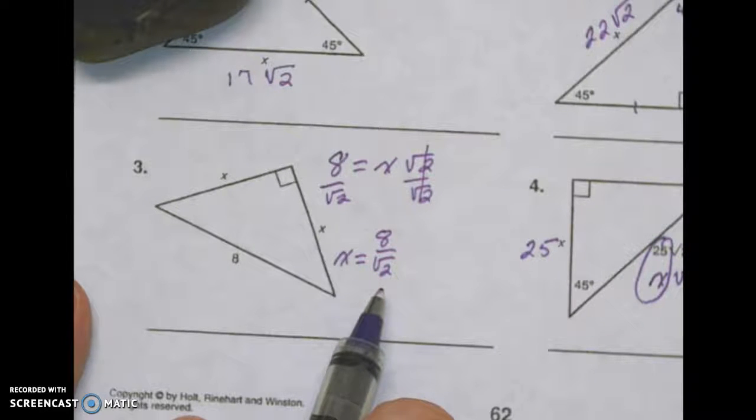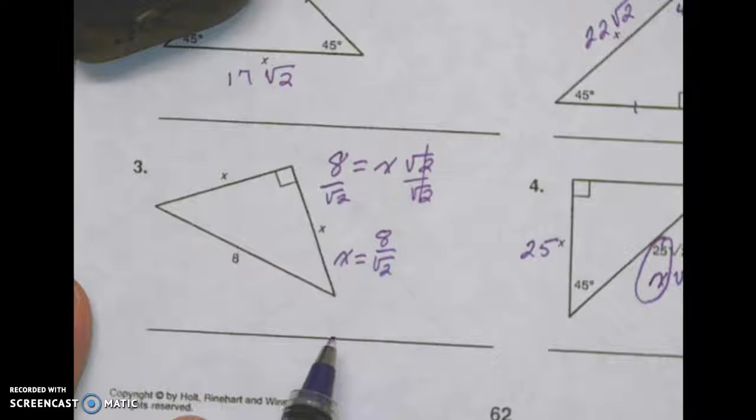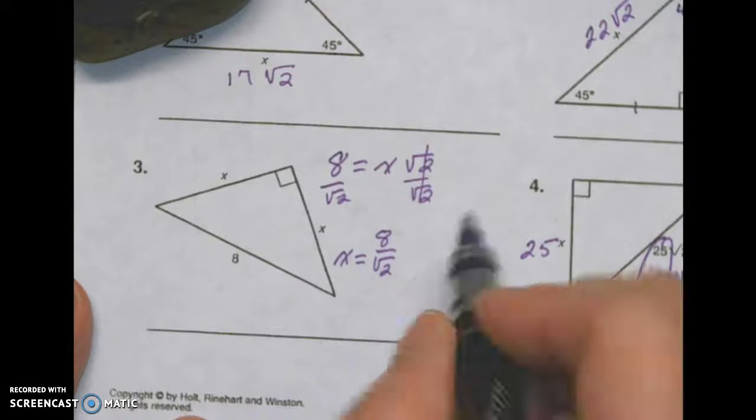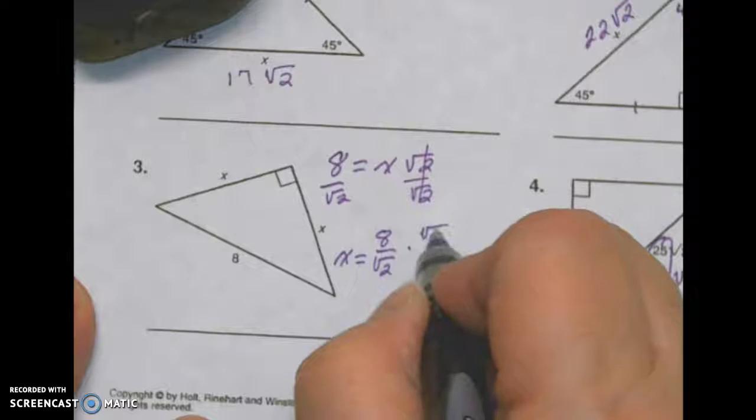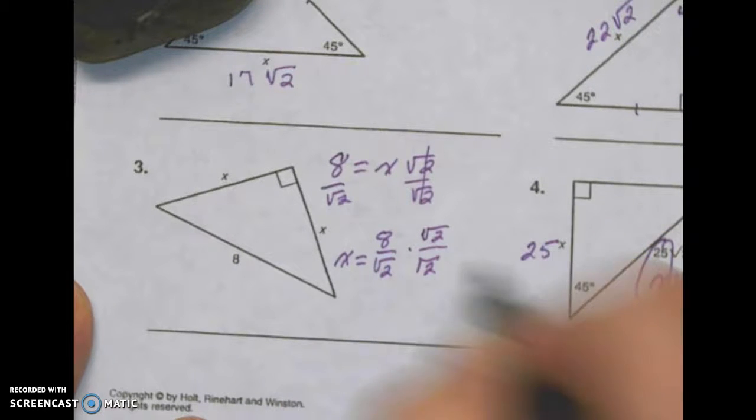In order to keep my equation equal, I'm going to multiply this 8 divided by square root 2 by a fraction that's equal to 1. Anytime the numerator and denominator are the same, it's equal to 1: 3 over 3, 7 over 7, or in this case, the square root of 2 over the square root of 2.